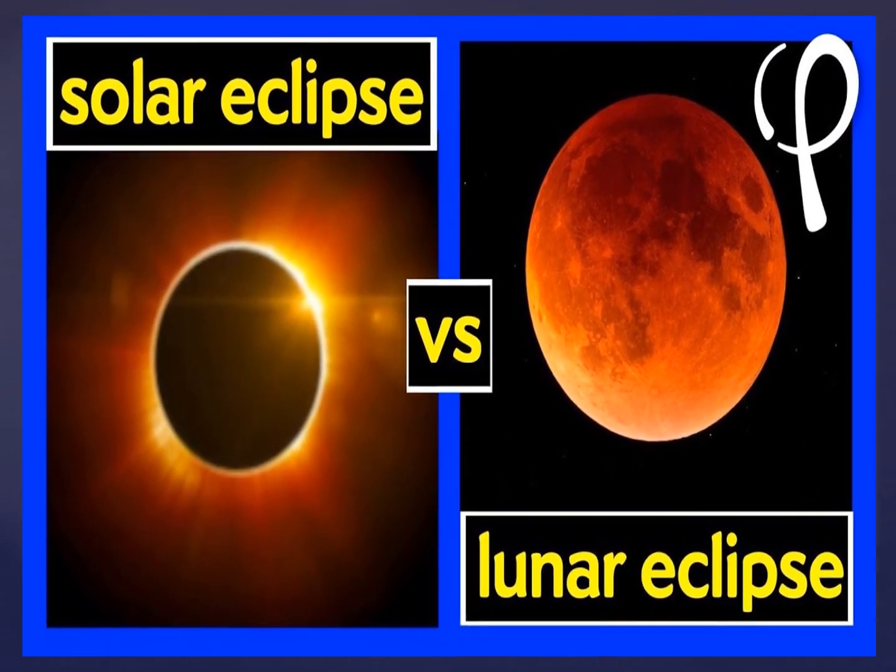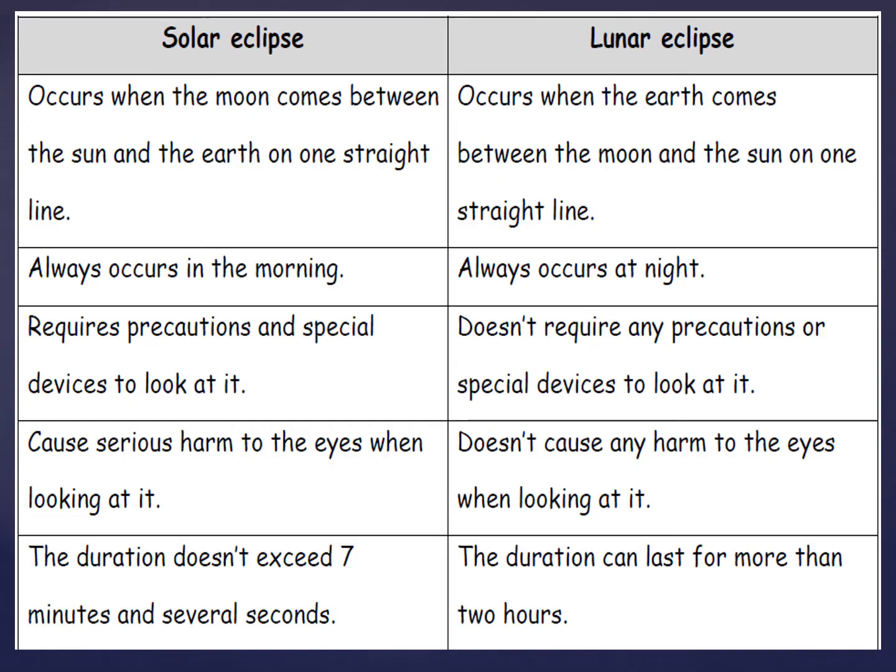Now we are going to compare between the two astronomical phenomena, which are solar eclipse and lunar eclipse. We are going to start with the solar eclipse. Solar eclipse occurs when the moon comes between the sun and the earth on one straight line, while lunar eclipse occurs when the earth comes between the moon and the sun on one straight line. Solar eclipse always occurs in the morning, while lunar eclipse occurs at night.